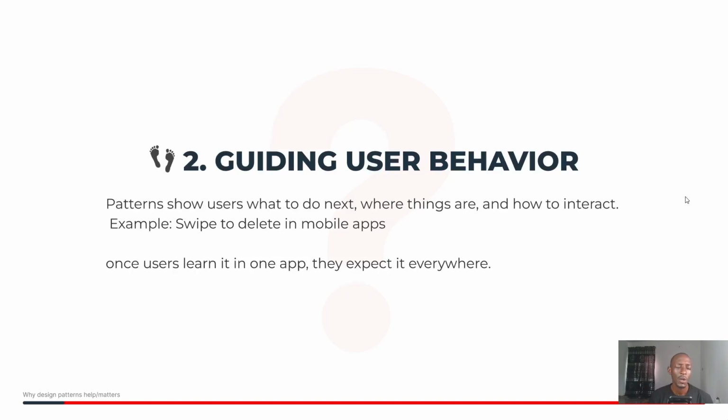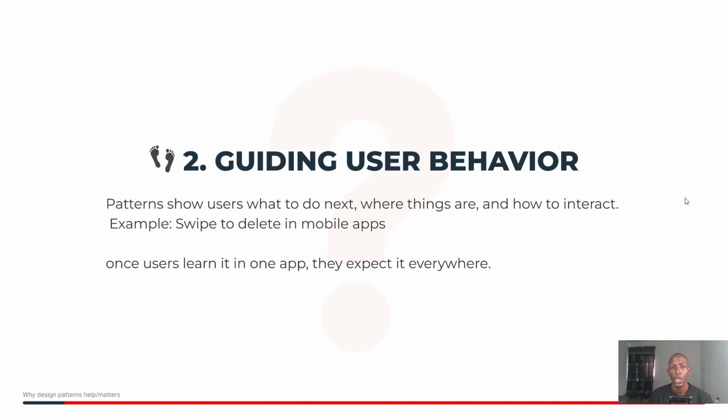So the second reason why design patterns are very helpful and important is because they help in guiding user behavior. Patterns show users what to do next, where things are, and how to interact. Example, swipe to delete in mobile apps. A lot of mobile apps have that feature that if you want to delete a message, you swipe and then you see an option to either delete or cancel, and you do that. So these patterns help you to know what to do next.